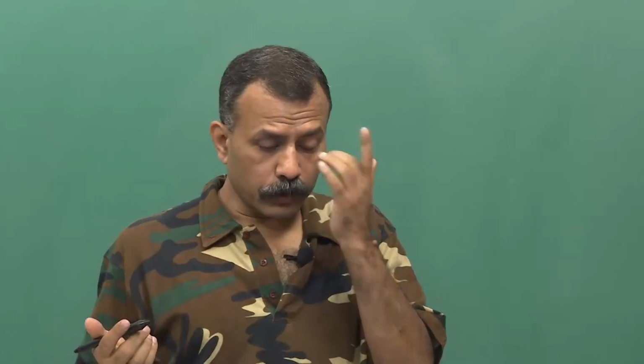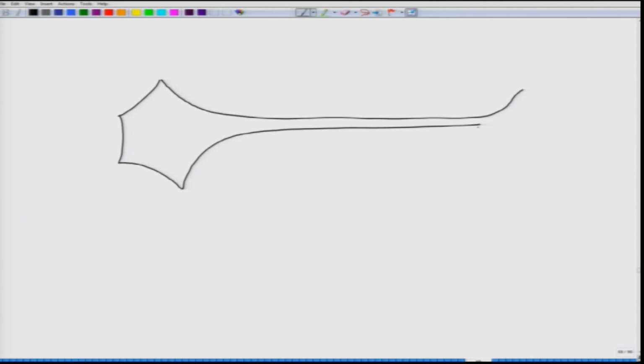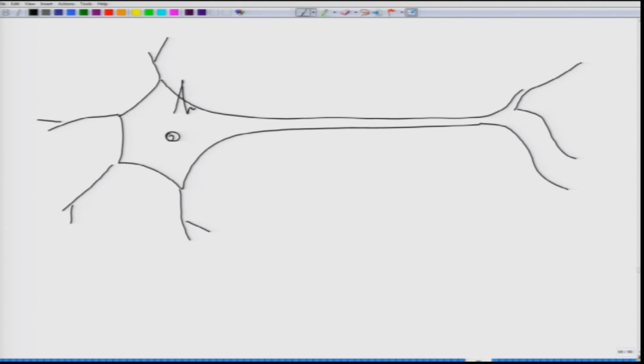Now, what happens whenever such an action potential is generated? Within the cell it propagates like this. You have to realize this, say for example, I talk about an action potential. Let us take a typical neuron. Most of the action potentials, I say most because there are exceptions here and there, are generated here. It is a local event. Mark my word, it is a local event.